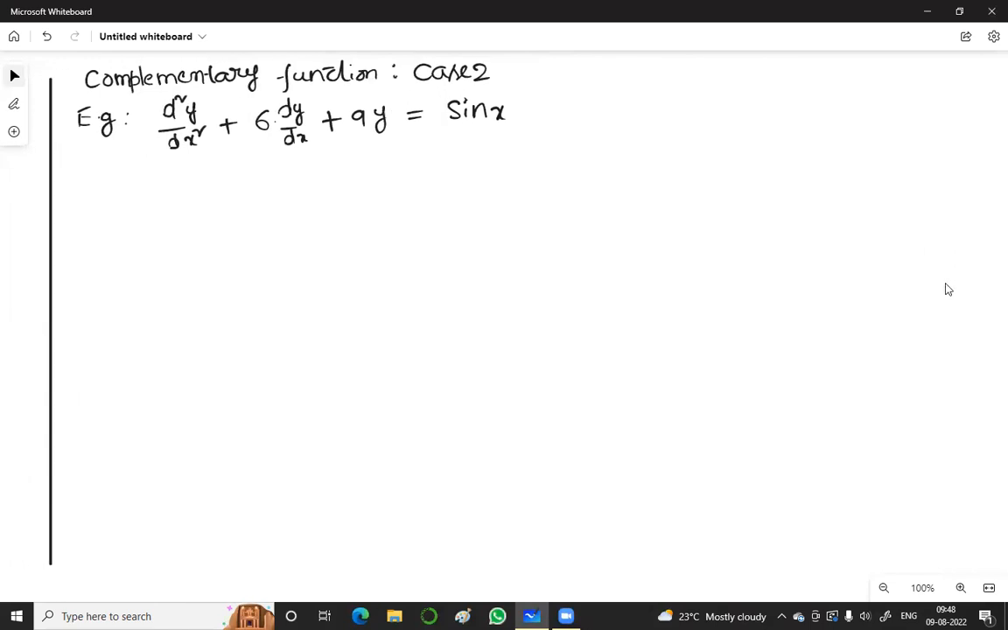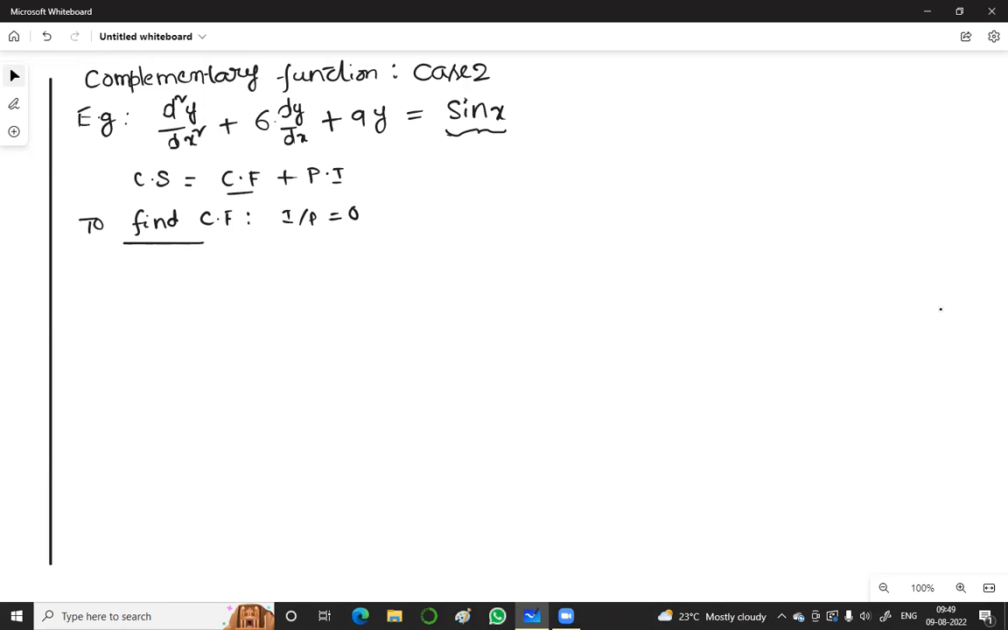So now case 2 is looking like this. Here also I have to find the complete solution. The complete solution, I told you, is complementary function plus particular integral. But here we are asked to find only complementary function. So to find complementary function, what we have to do? We have to make input equal to 0. It means whatever they have given on the right hand side of this equation, you can neglect. If they give 0, then there is no problem at all. If they have not given 0, you have to make it equal to 0 to find complementary function.